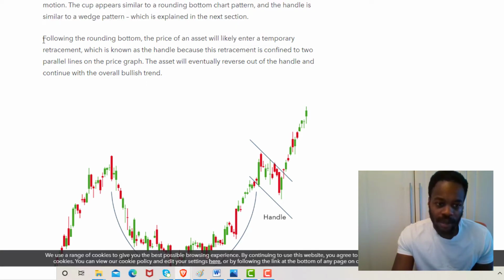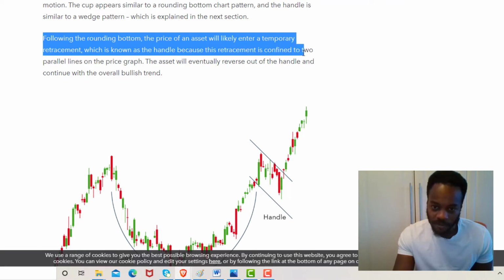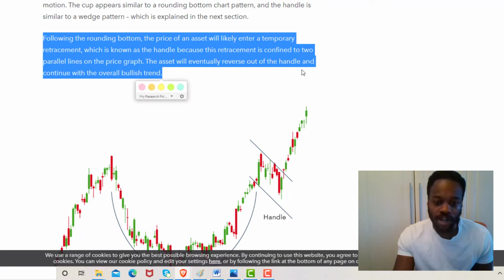So it goes on to say here, following the rounding bottom, the price of an asset would likely enter a temporary retracement, which is known as the handle, because this retracement is confined to two parallel lines on the price graph. The asset will eventually reverse out of the handle and continue with the overall bullish trend.